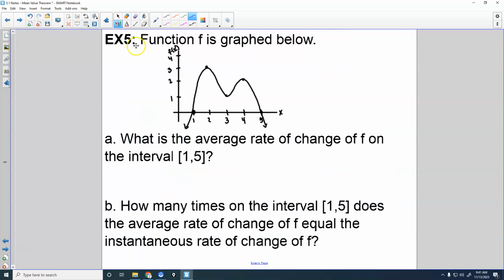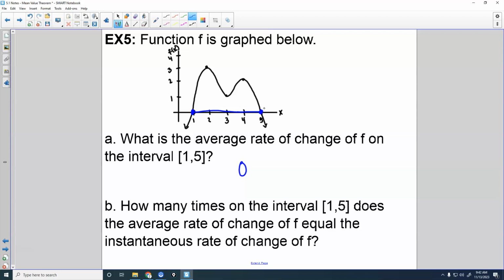All right, so function f is graphed below. What is the average rate of change of f on the interval from 1 to 5? Now, you could do some work, but they gave you the graph. What is your average rate of change from 1 to 5? 0. Because that line between those two would just be horizontal, right? And the slope of that line is 0. So you could do work if you wanted, but it's just 0.